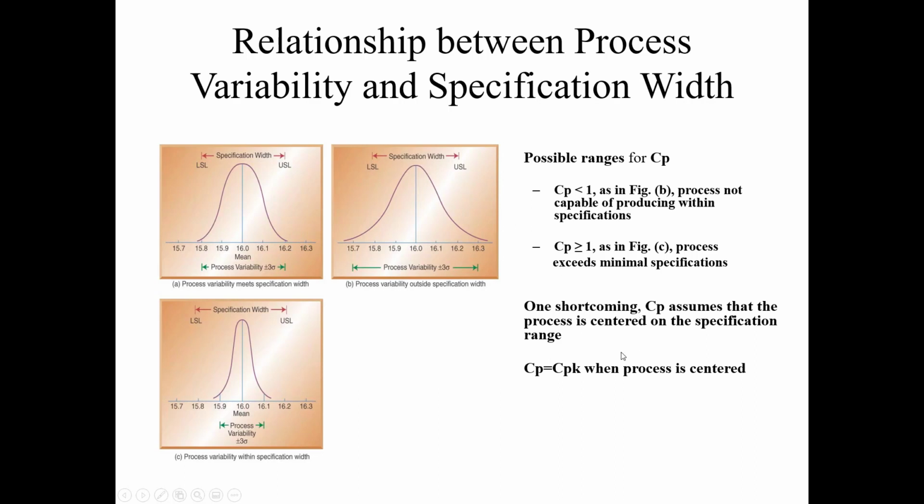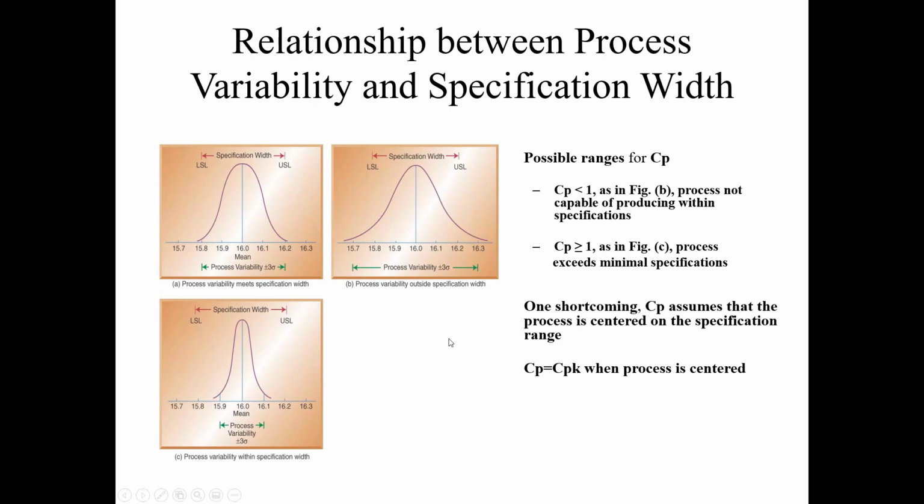One shortcoming: Cp assumes that the process is centered on the specification. Cp is equal to Cpk when the process is centered. So when the mean is not changed, if the mean of a distribution is the same, the value of Cp and Cpk will be the same. But if the mean changes its position, let's suppose now in this example, in this figure the mean is 16. If the mean is the same, Cp and Cpk will be the same. But if the mean changes, let's suppose it changed from 16 to 16.1, then in this case Cp and Cpk will not be the same. Cpk never exceeds Cp. Remember this. And Cp is just an upper bound for Cpk.